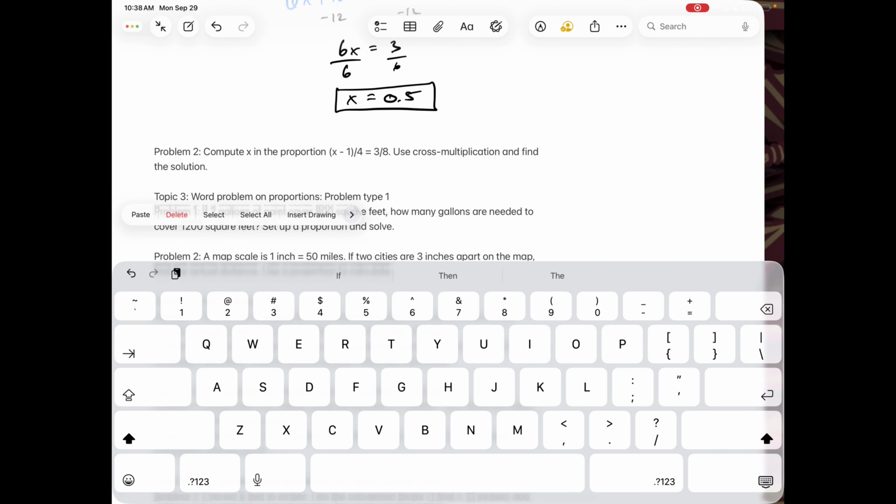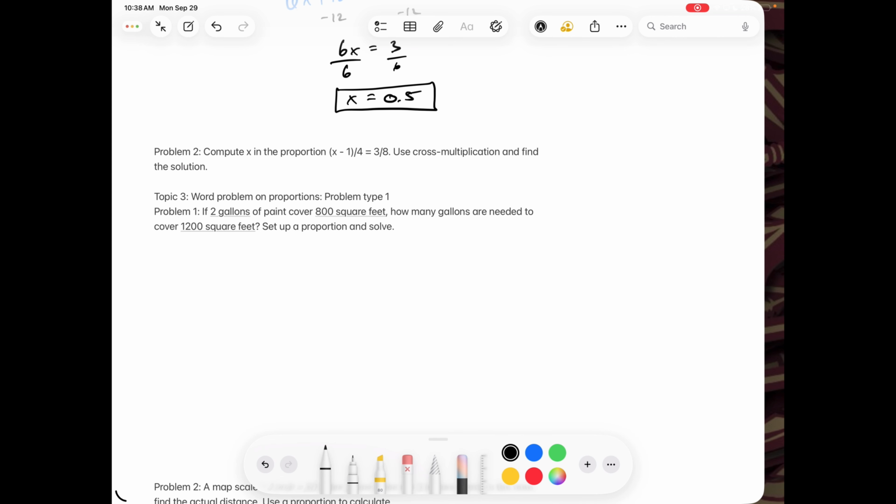So the hard part about proportions, most of y'all have seen cross multiplying before, is setting them up. And this is where you use the words. If 2 gallons of paint cover 800 square feet, how many gallons of paint are needed to cover 1,200 square feet? So write it out to where you say, okay, I'm going to do gallons over square feet. So I put 2 gallons to 800 square feet. How many gallons are needed is my x over 1,200 square feet.